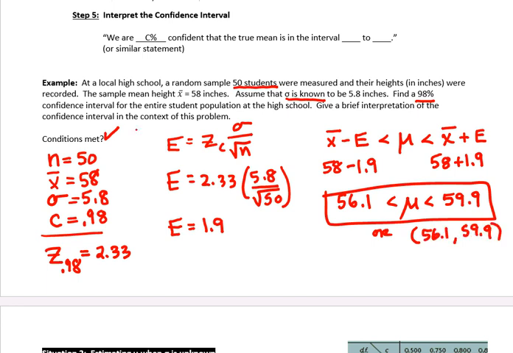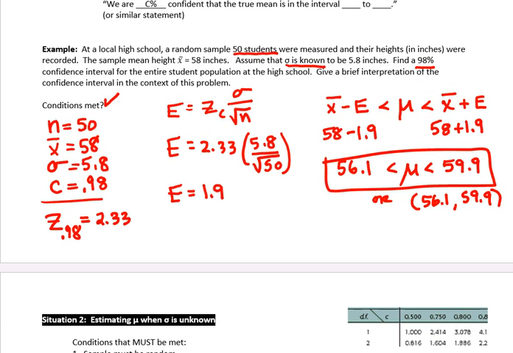The question did say to interpret it, so the idea is you would say something like, I am 98% confident that the interval 56.1 to 59.9 contains the true mean. All right, next page.